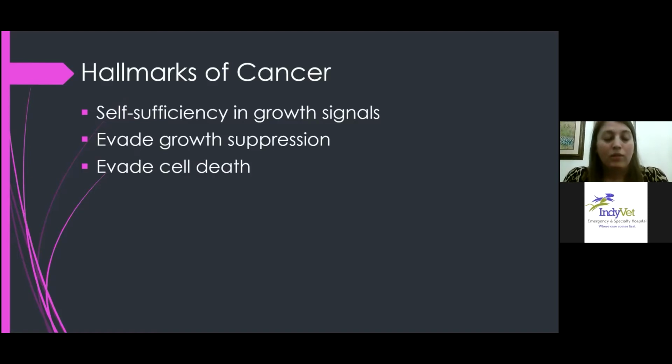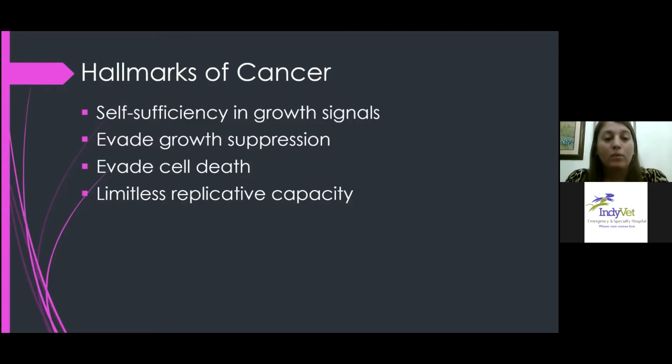It also has to evade cell death. Every cell in the body has the natural ability to destroy foreign cells. That's a process called apoptosis, natural cell death. Cancer evades this process through loss of a gene that allows it to occur, or gain of a gene that doesn't allow it to occur.